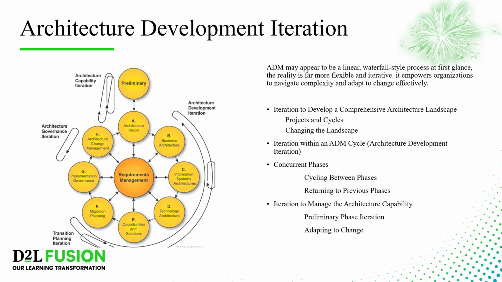This diagram shows the architecture development iteration having phases A through H. Iteration is within concurrent phases, and iteration to manage the architecture capability, which is adapting to change.